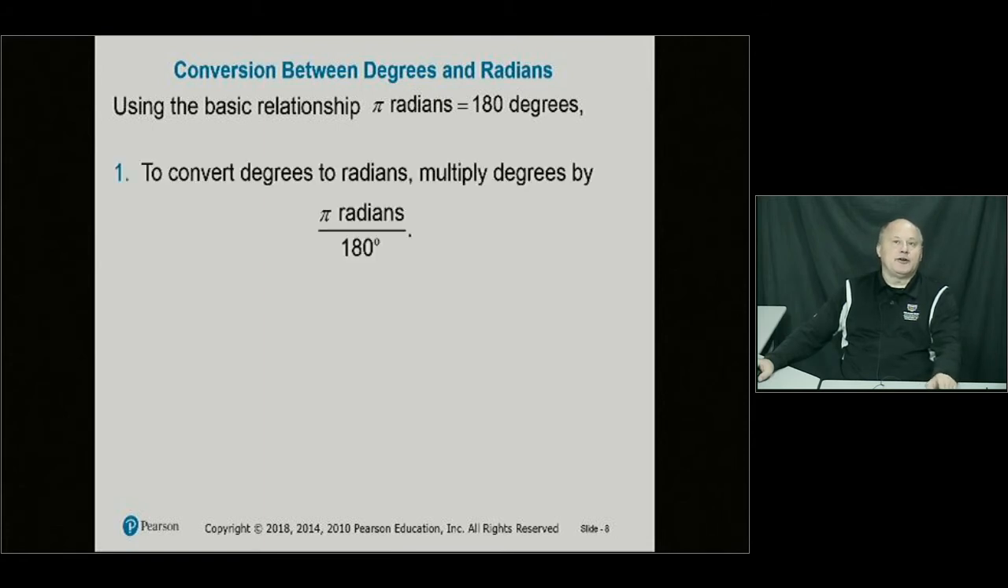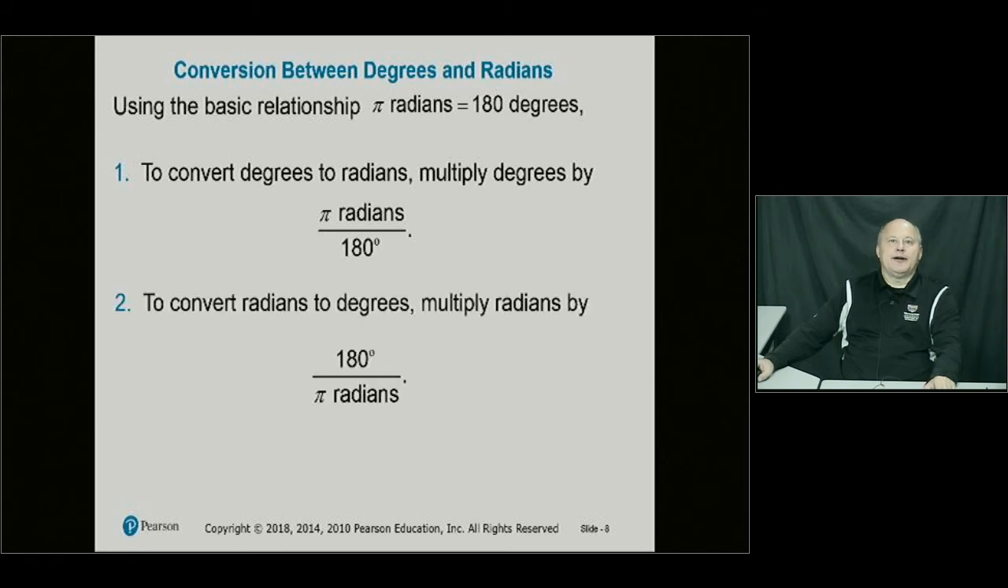So to convert degrees to radians, we multiply by pi radians over 180. You're like, why can you do that? Well, because pi and 180 are the same thing, just in a different format. If you're going to convert radians to degrees, you multiply radians by 180 over pi, just the other way around.